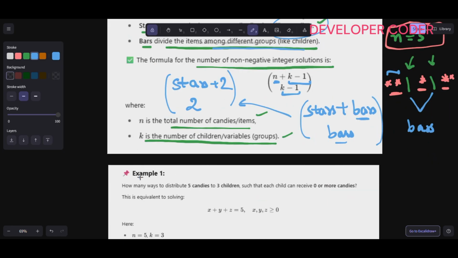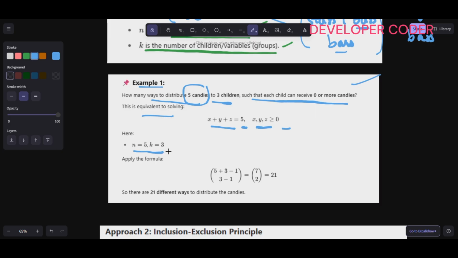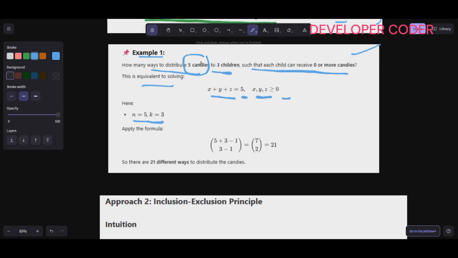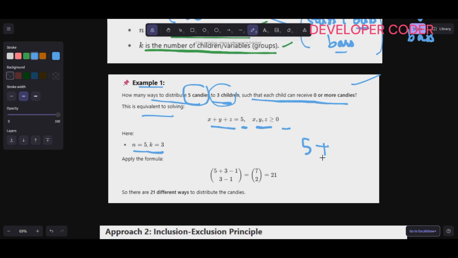Now see the example. How many ways are there to distribute 5 candies to 3 children such that each child can receive 0 or more candies? This is equivalent to solving x plus y plus z equal to 5, where x, y, and z are greater than or equal to 0. So n is equal to 5, k is equal to 3. You write 5 candies plus 2, which is fixed in our problem since there are 3 children. So I can write 5 plus 2 choose 2, that is, 7 choose 2.